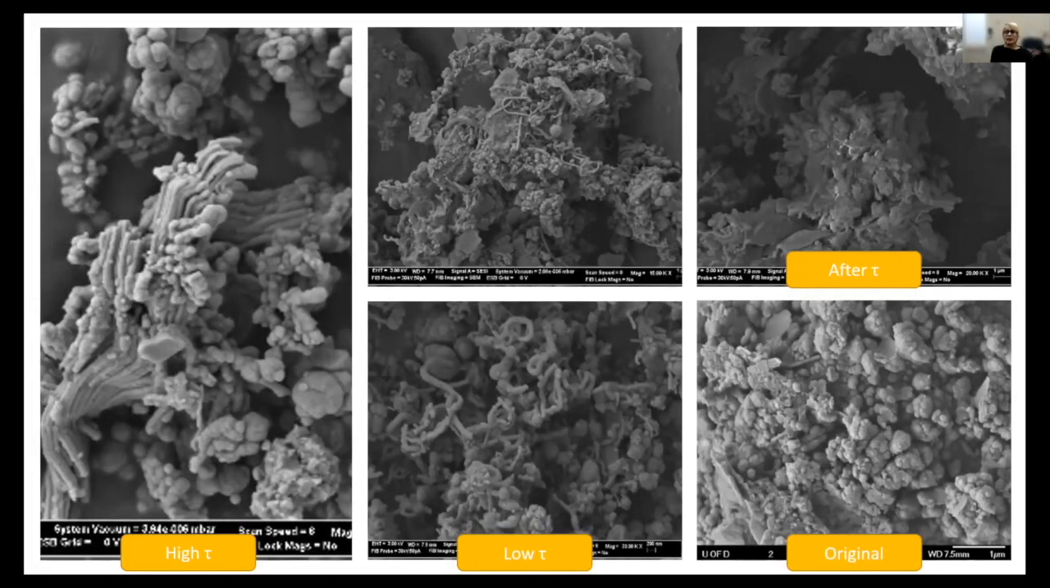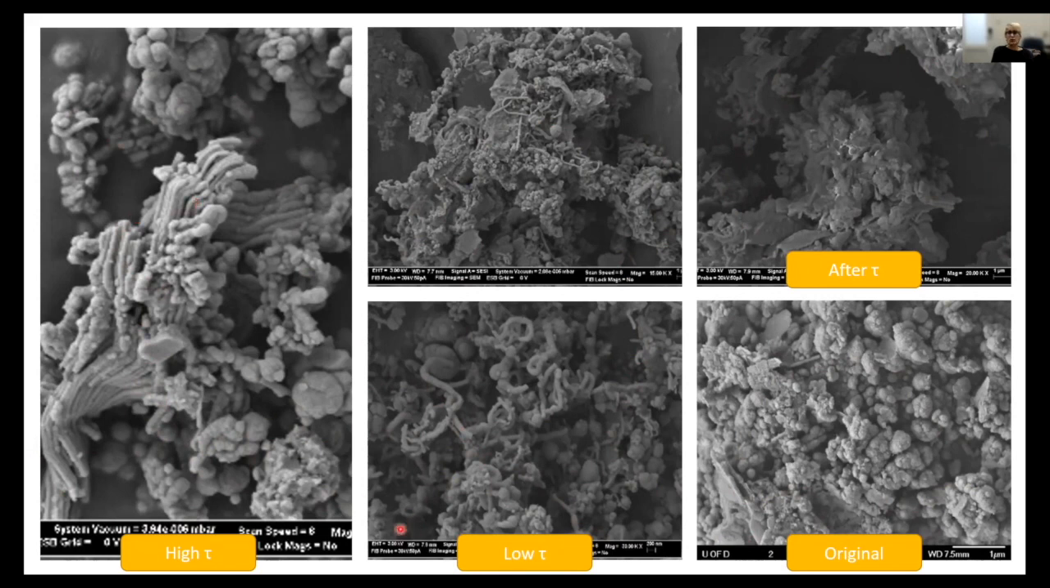Flooding not only impacted arsenic speciation in the solid phase, but it also affected the morphology of the sediment, as can be seen in these SEM images. Here we have the original sediment, the sediments resuspended at lower shear stress levels, the sediments resuspended at high shear stress levels, and the sediments remaining in the sediment bed after the flooding events. We can see that by increasing bottom shear stress levels, we see the formation of rod-shaped structures at the surface of the resuspended particles.